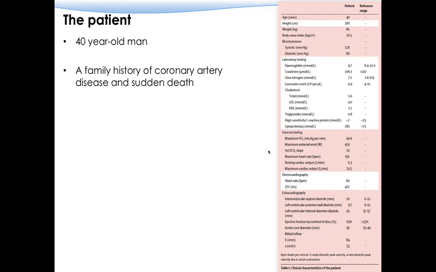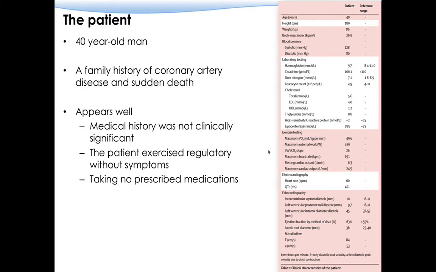This paper talks about a 40-year-old man, who is a professor at Stanford. He has a family history of coronary artery disease and sudden death. This person appears well, and the medical history was not clinically significant. The patient exercised regularly without symptoms and was taking no prescribed medication. So clinical characteristics were within the normal range. A healthy individual with a family history of certain disease.